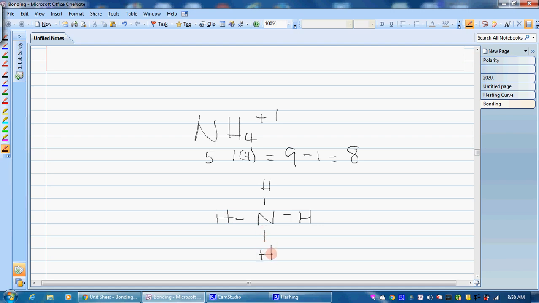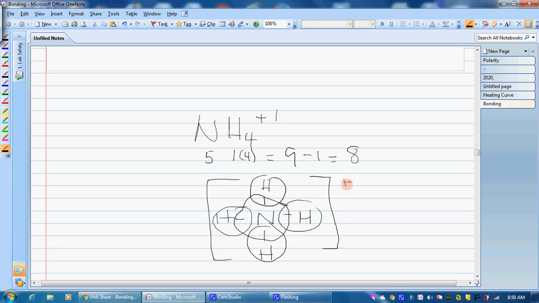here, that gives us our 8 electrons. We're full here, we're full here, we're full here, we're full here, and nitrogen is full. So again, we have to show that this is an ion, and this would be a positive one. So basically the same thing as the negatives.